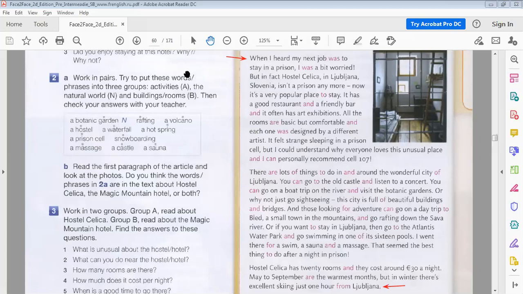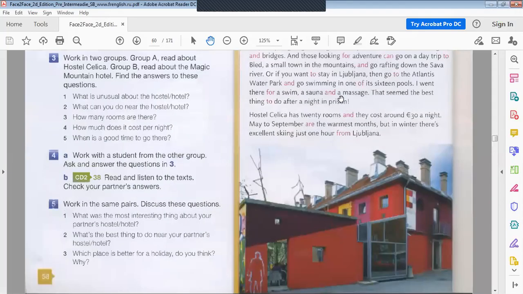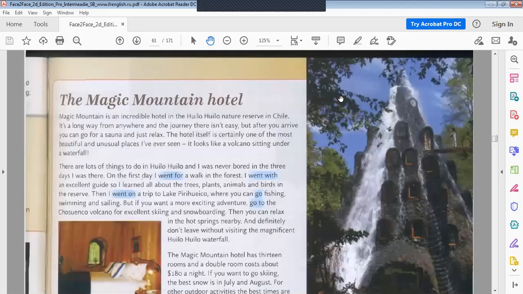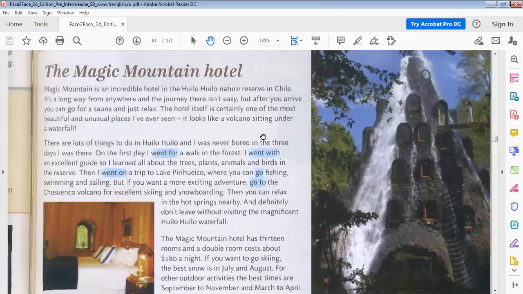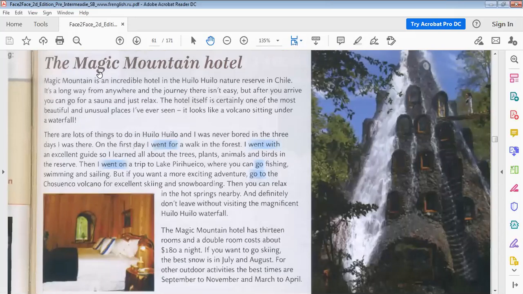Nice. Okay, let me show you the second hotel, the second place. So here's the second place. Let me zoom in a little bit so you can see. Take your time, read about this place.